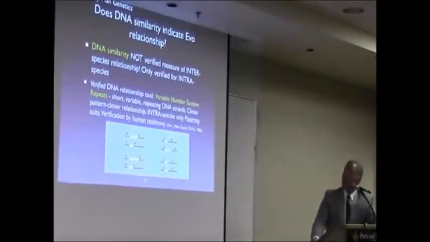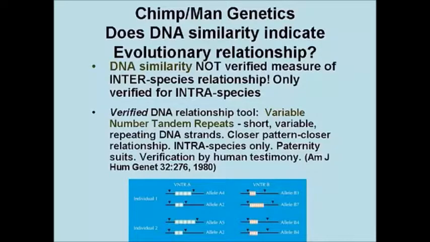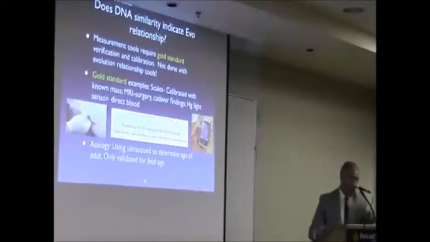Does DNA similarity indicate evolutionary relationship? DNA similarity is not a verified measure of interspecies relationship. It's only verified for intra-species relationship. An example of a verified DNA relationship tool is variable number tandem repeats, where there are repeated segments of DNA arranged in a barcode fashion, and the closer the pattern you have, the closer the relationship. This is used in paternity suits. This is verified by human testimony. There are also other methods used for determining the origin of certain strains of bacteria.